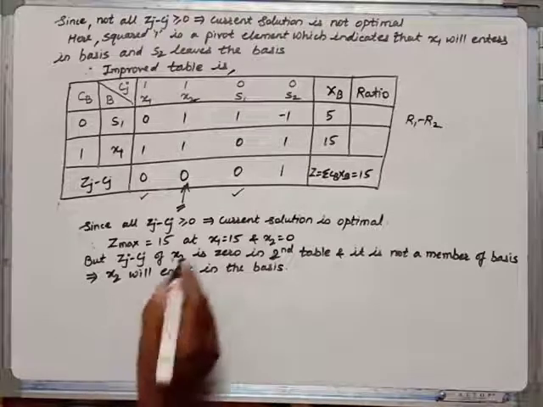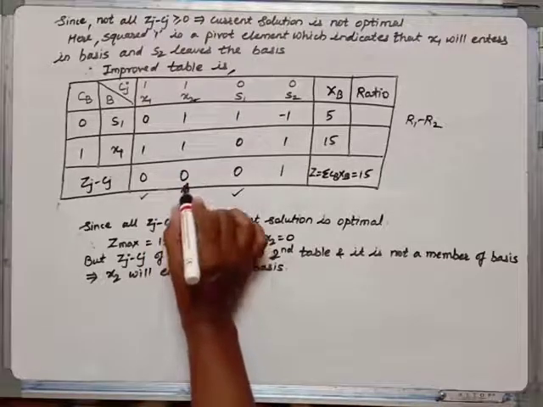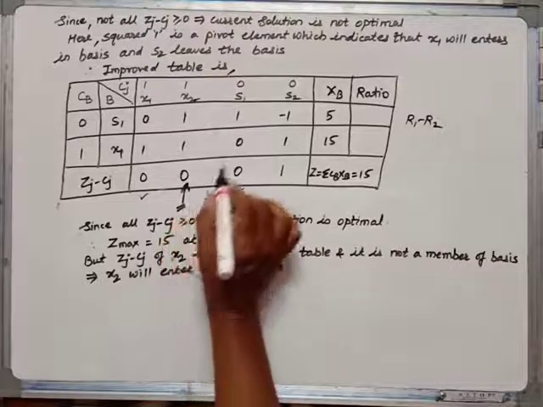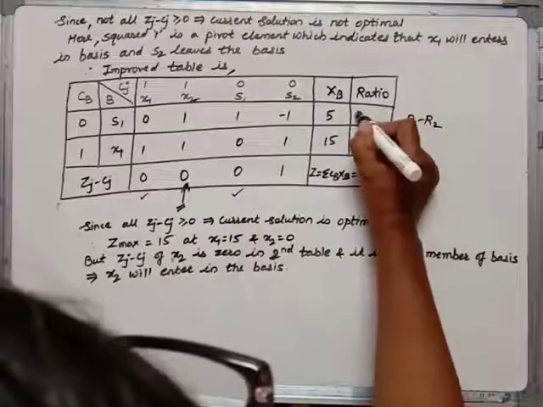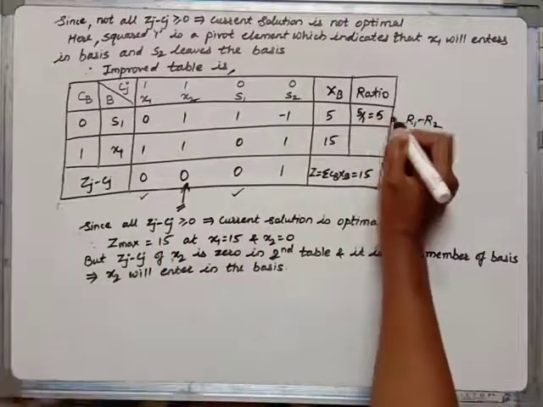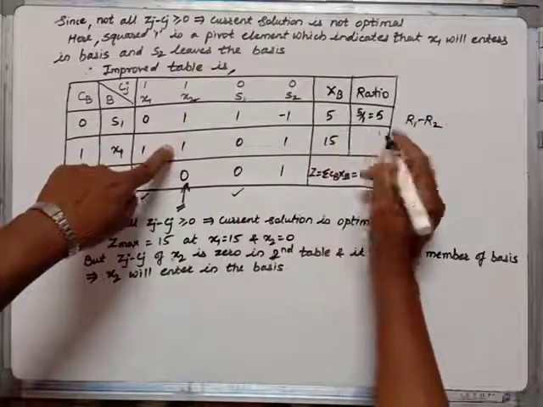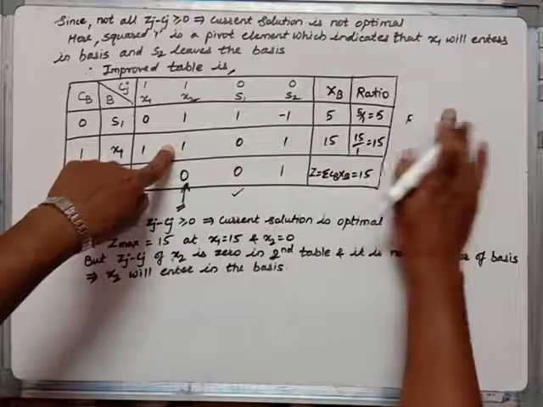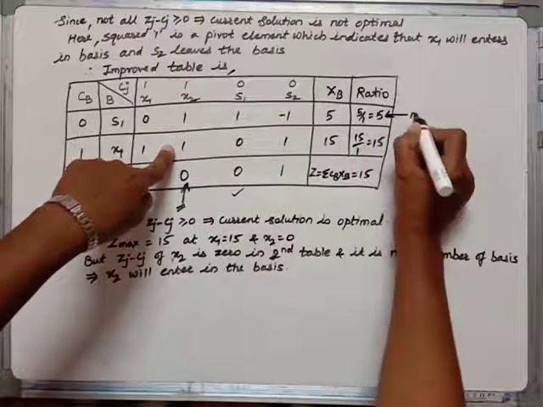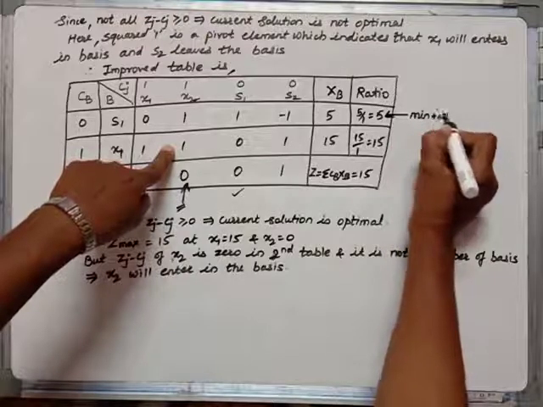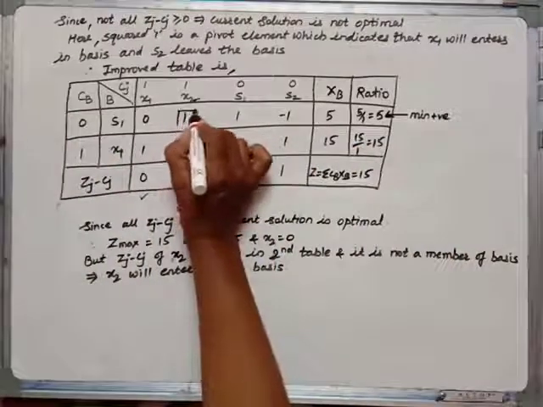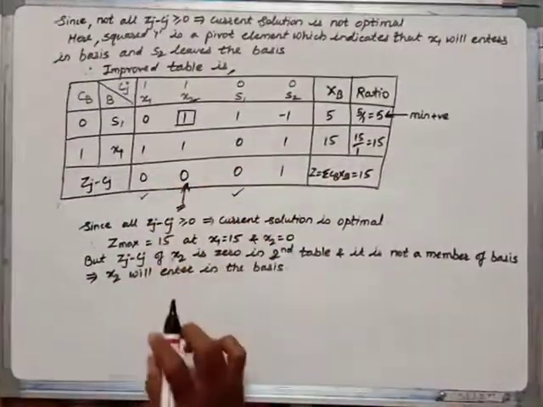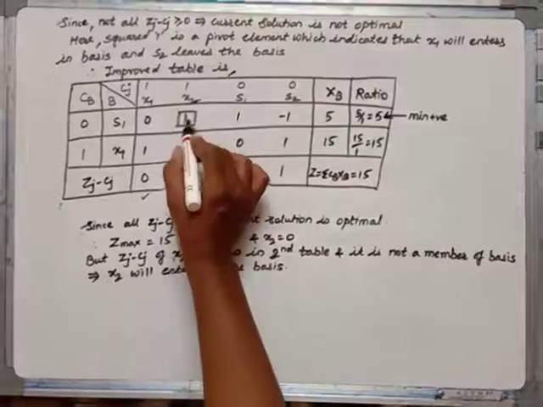So let me take that one into basis. For that, this is our pivot column. Now let us determine the pivot row. So 5 by 1 is equal to 5. Look at this, 5 by 1. Again 15 by 1 is equal to 15. So here this is the minimum positive. So this column and this row, this one is our pivot element. So 1 is the pivot element.